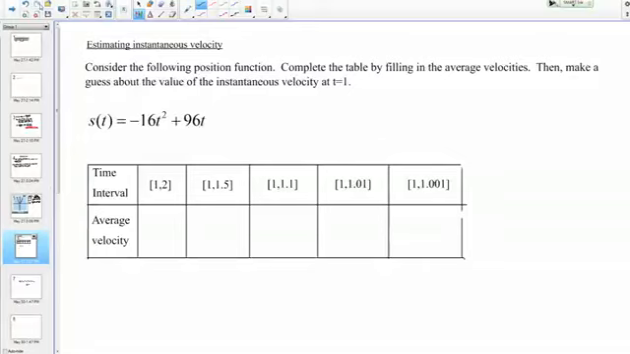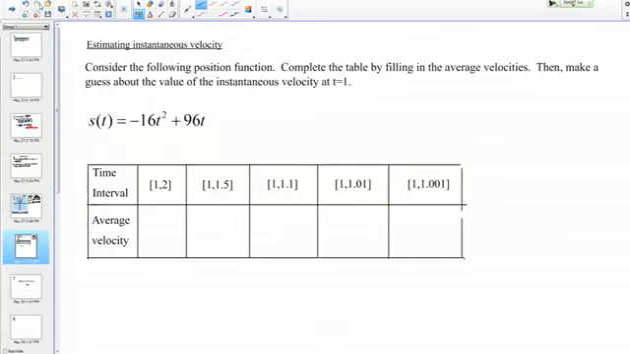Let's do an example about estimating the instantaneous velocity. So here are the directions. Consider the following position function. Complete the table by filling in the average velocities. Then make a guess about the value of the instantaneous velocity at time equals 1.